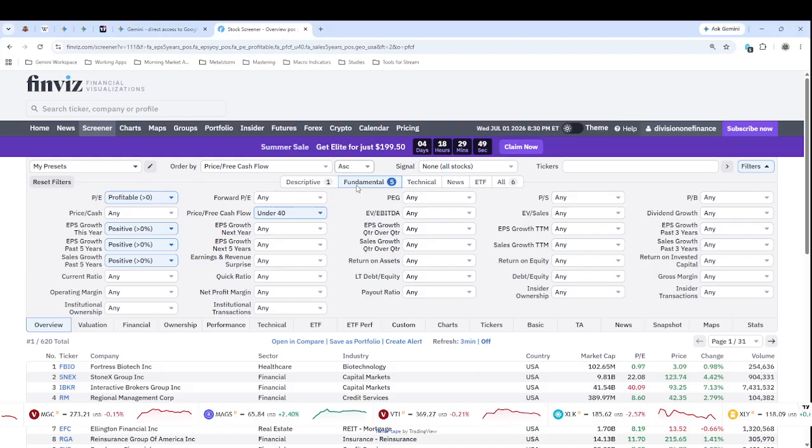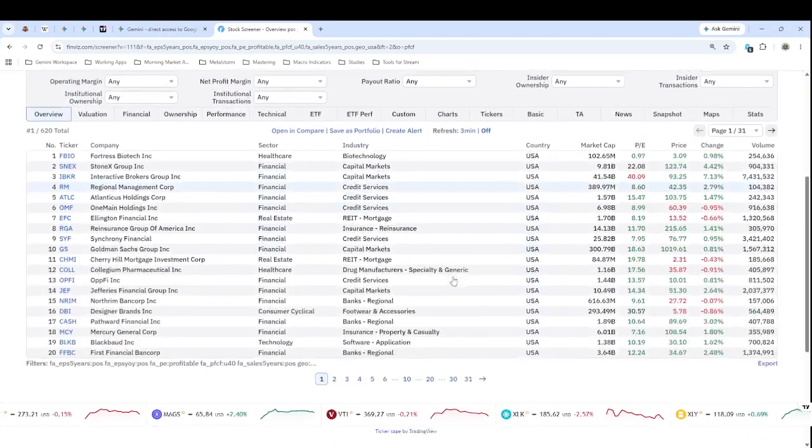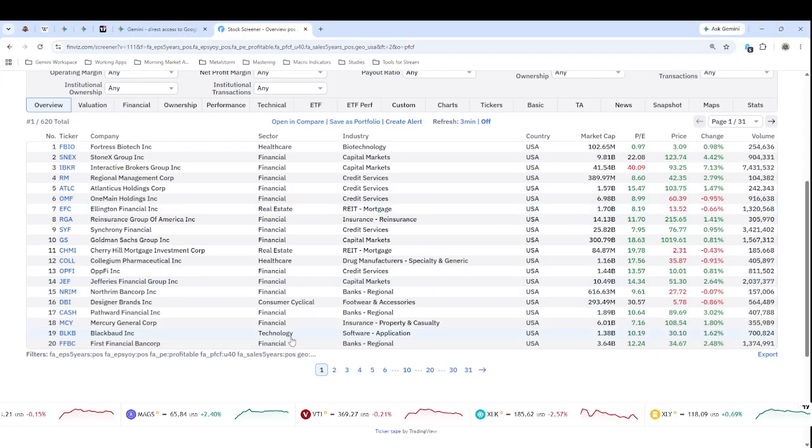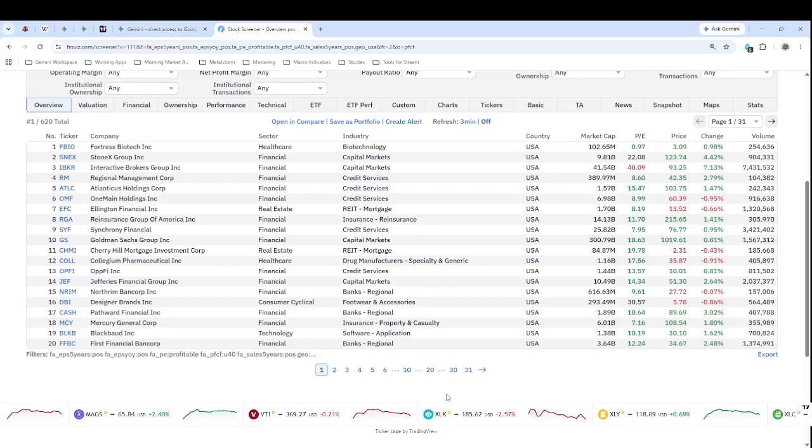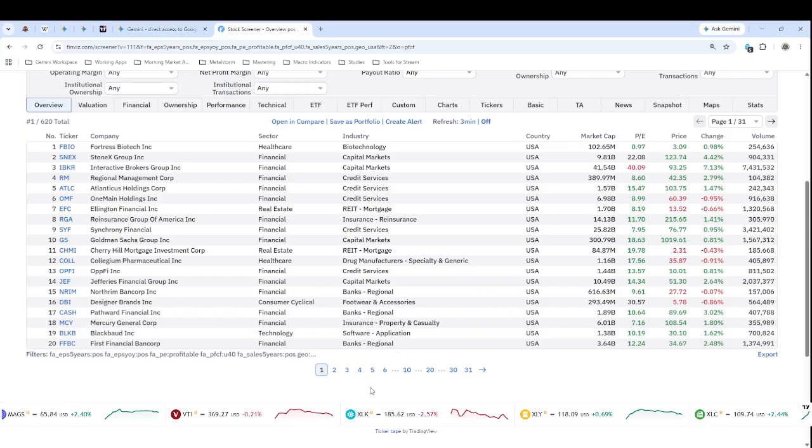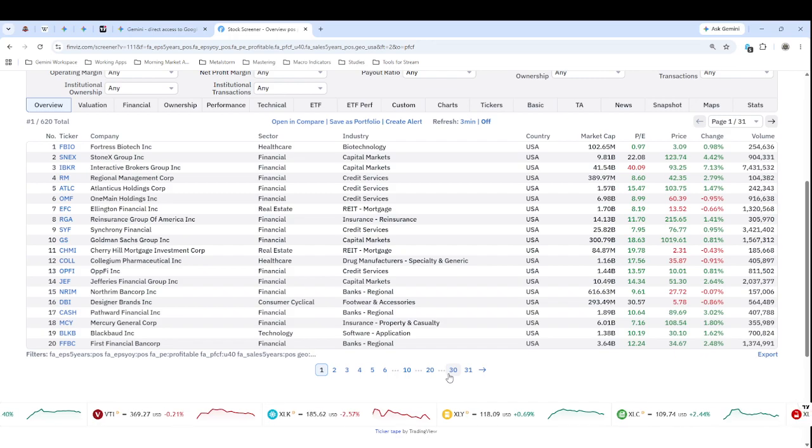I'm going to leave it in ascending order. So now we have the lowest valuation companies on page one, highest valuation companies on page 31. I'm going to look at this as page 1 through 30, and I'm going to split this into 5 groups of 6, right?